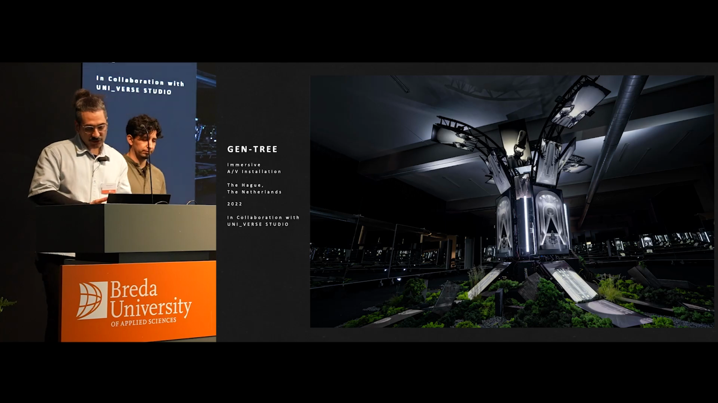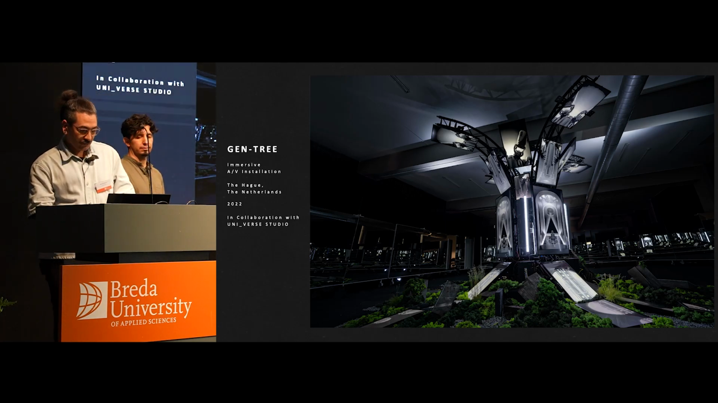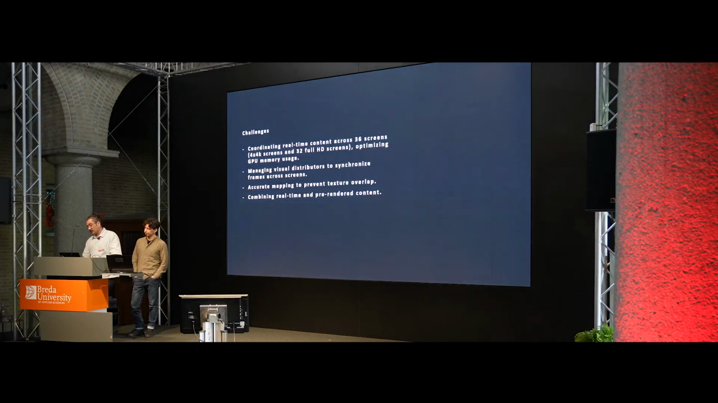The second project is Gentry, an audiovisual installation with a 36 screen setup. Now let's go over the main challenges that I had to tackle with this installation. I had to coordinate real-time content across 36 screens. I had to find a solution to distribute textures and synchronize frames across screens. I had to design a dynamic mapping tool to prevent overlapping, and I also had to composite real-time content with pre-rendered videos.